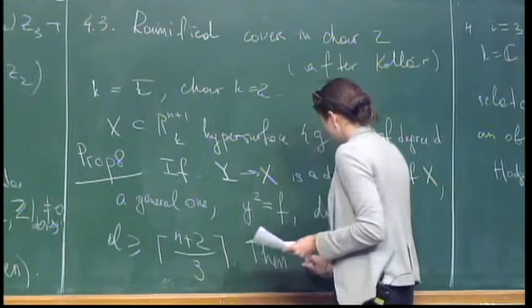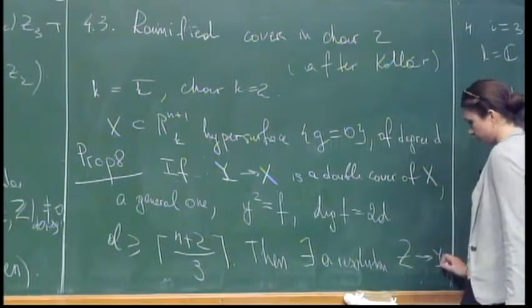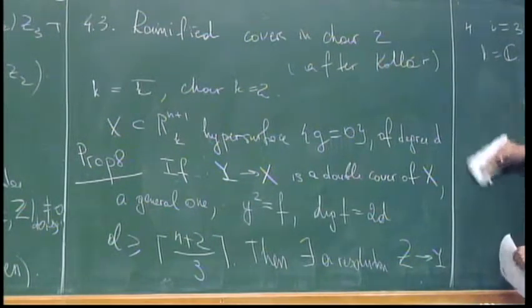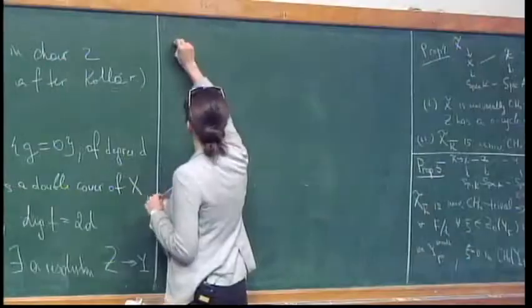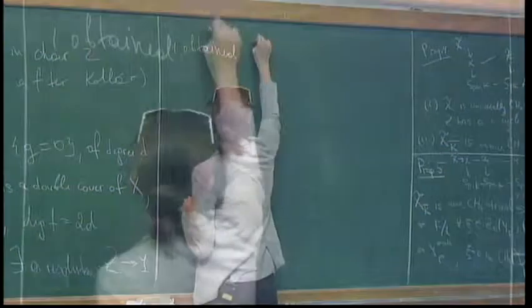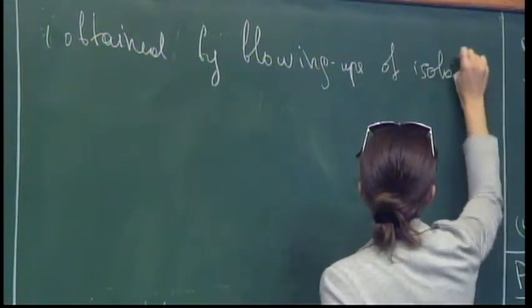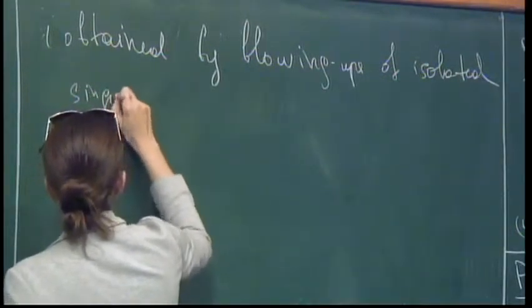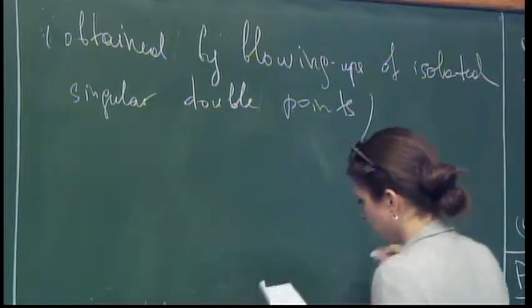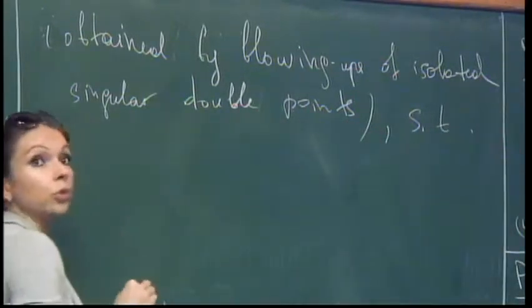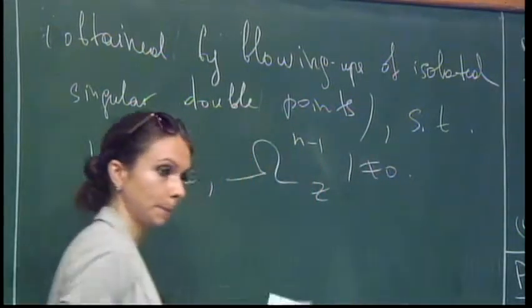Then there exists a resolution of singularities, which I will also denote Z to Y, obtained by blowing up some isolated double singular points. So this resolution is obtained by several blow-ups of isolated singular points, double points, such that, here is another invariant, the differential forms H^0 of Z, Omega^{n-1}, is non-zero.